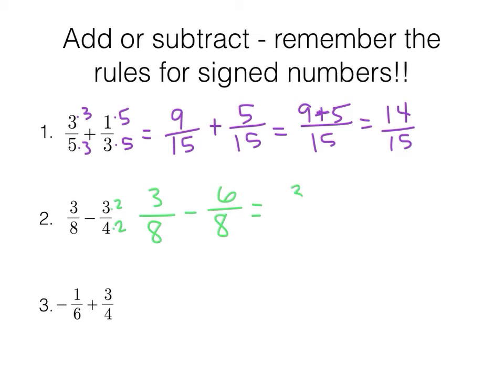So we have 3 minus 6/8. And 3 minus 6 is negative 3. So you're going to put your negative sign out front. Oof, sorry, I was struggling to write there for a second. Let's fix that. Put your negative sign out front, because 3 minus 6 is negative 3, and it's negative 3/8.